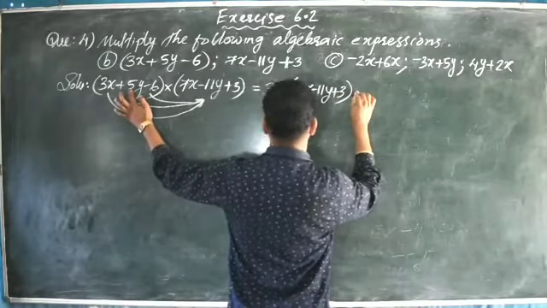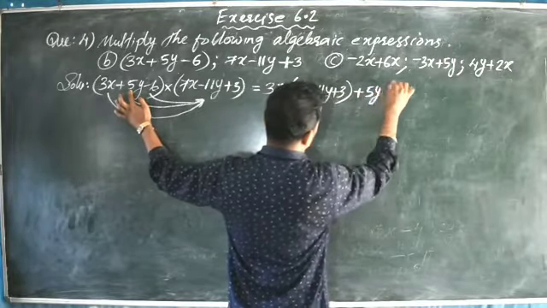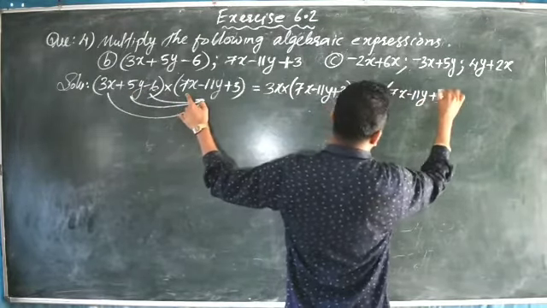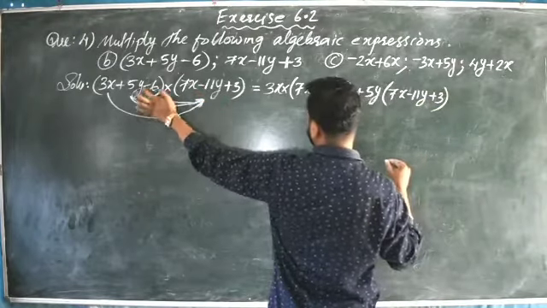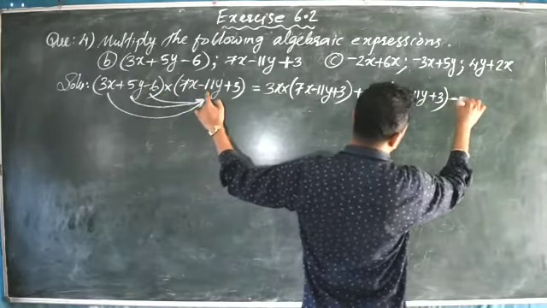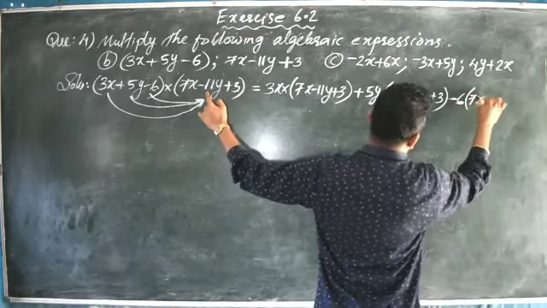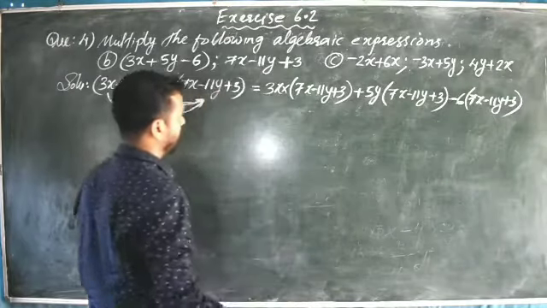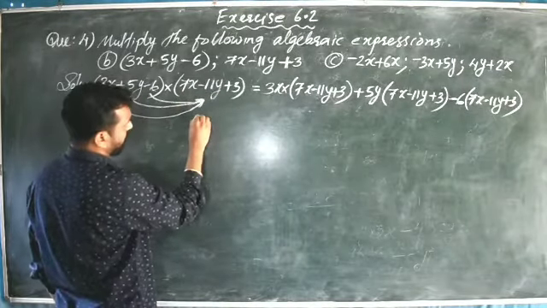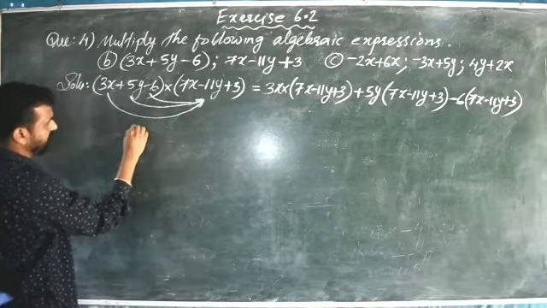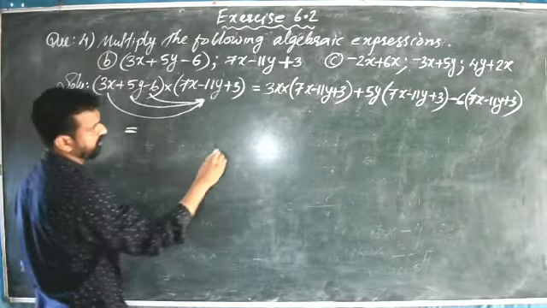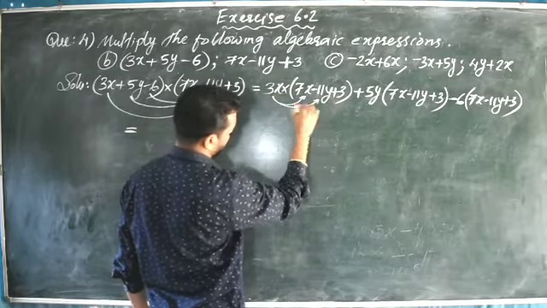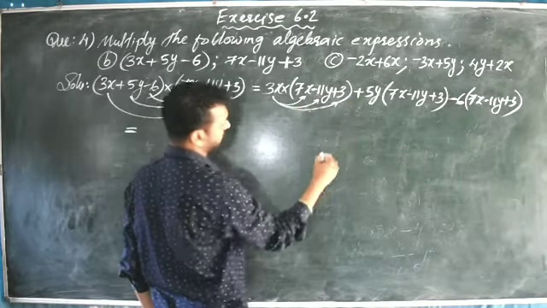After that second term is plus 5y into 7x minus 11y plus 3. Then last one, minus 6 into second trinomial, minus 6 into 7x minus 11y plus 3. Then that is equal to, multiply it now one by one. How can we multiply? A monomial into a trinomial: monomial into first term, monomial into second term, monomial into third term. All we have to multiply.